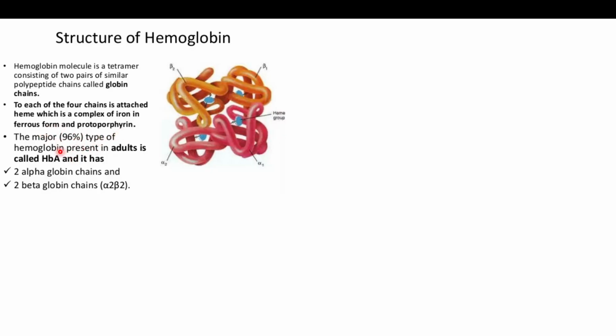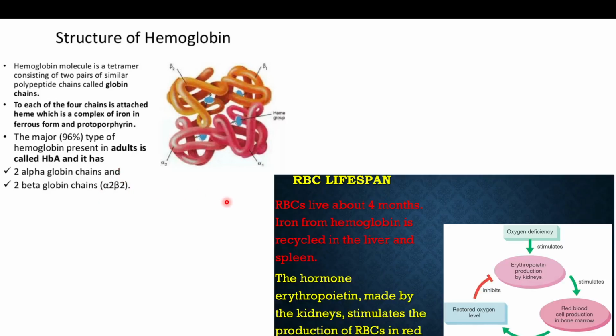So 96% of hemoglobin present in adults is called HbA, and it has two alpha globin chains, these two here, and two beta globin chains, these two here. Okay, alpha 2 and beta 2.